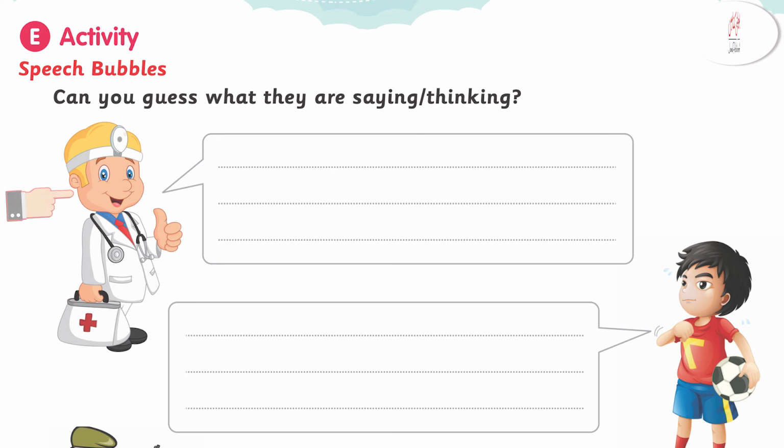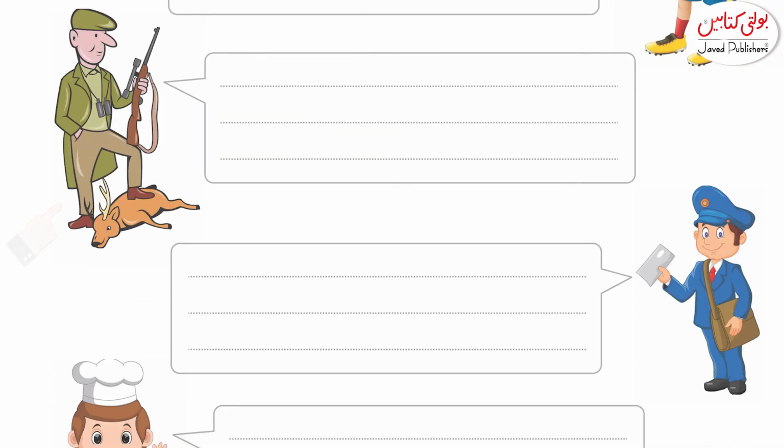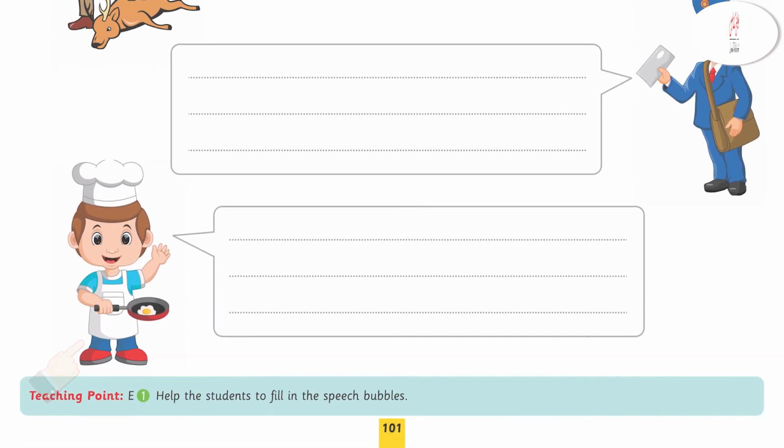Assalamualaikum, I am a doctor. I treat sick people. Second picture, hello, my name is Ahad. I love playing football. Would you like to play with me? Third, hey, I'm a hunter. I hunt animals. Number 4, Assalamu alaikum. I'm a postman. I post letters at your doorstep. Number 5, hi, my name is Saif. I love cooking. I want to be a chef.